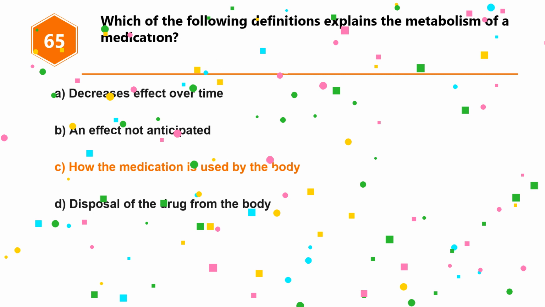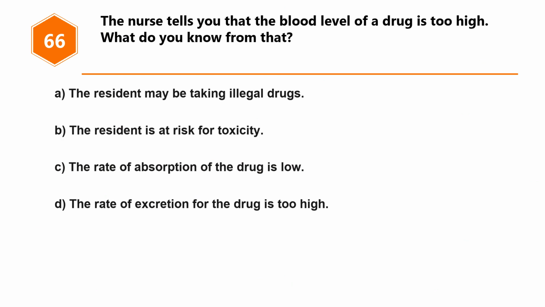The correct answer is option C, how the medication is used by the body. Question 66. The nurse tells you that the blood level of a drug is too high. What do you know from that? Option A, the resident may be taking illegal drugs. Option B, the resident is at risk for toxicity. Option C, the rate of absorption of the drug is low. Option D, the rate of excretion for the drug is too high.